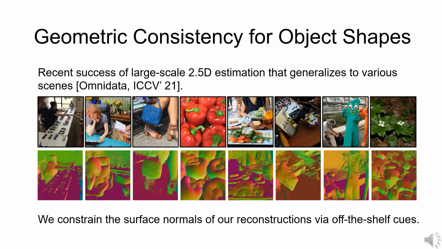On the other hand, we address the limitation of poor bottom-up geometric reasoning by constraining the surface normals of the predicted shapes. Inspired by the recent success of large-scale surface normal estimation that demonstrates great generalization ability, we propose to use off-the-shelf surface normals as a geometric constraint for our model. We additionally handle the noise in these off-the-shelf predictions explicitly.